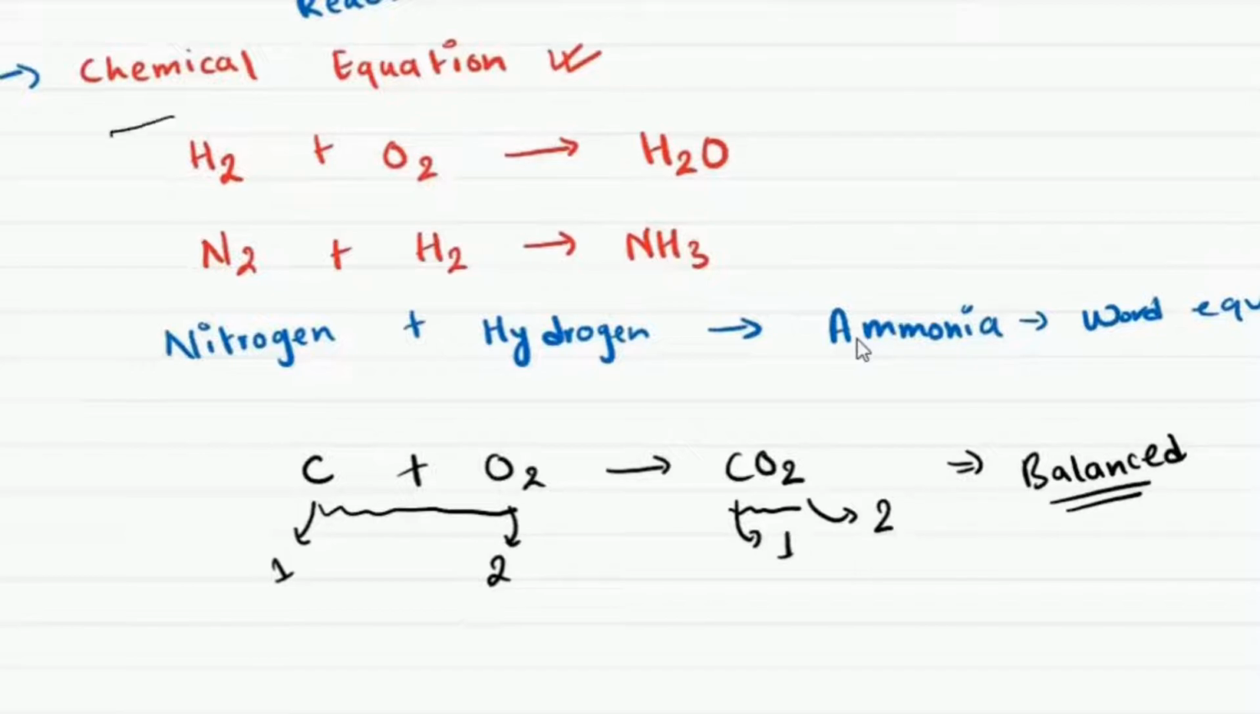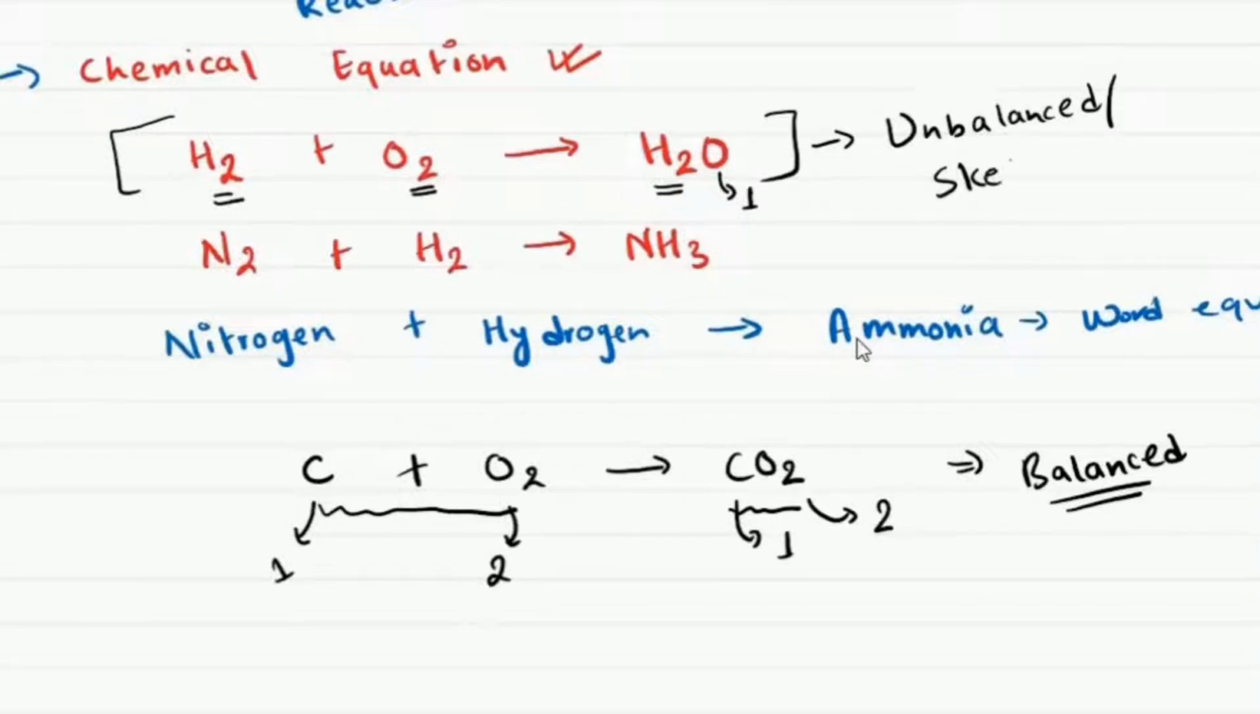Whereas if you look at this chemical equation, there are two hydrogen atoms here, that's good. But in the case of oxygen, there are two oxygens on one side, but only one oxygen on the other. So this chemical equation is not balanced, and these types of chemical equations are known as unbalanced, or also called skeletal chemical equations.